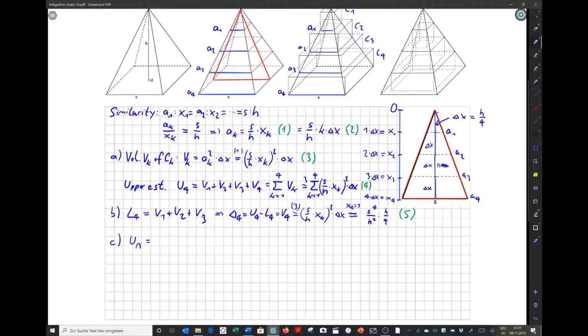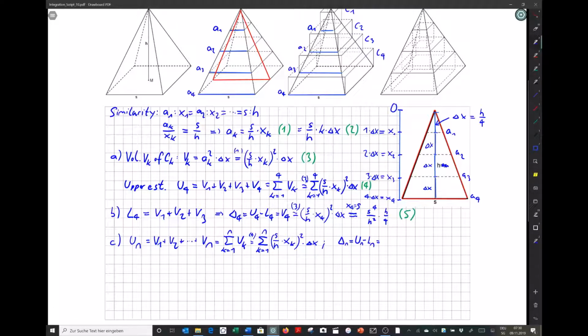Now let us find the formula for the upper estimate of the volume when we're using n cuboids, which means Un is V1 plus V2 plus and so on plus Vn. So the sum for k going from 1 to n of Vk, so the sum k going from 1 to n of S divided by H times xk squared times delta x. I have just used the number 4 and replaced the 4 by the n. All the rest remains the same.